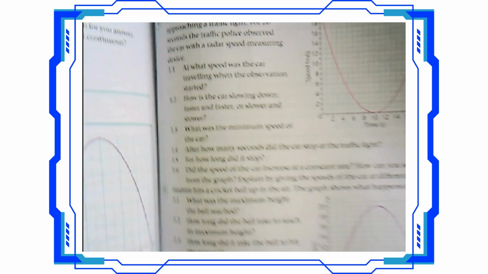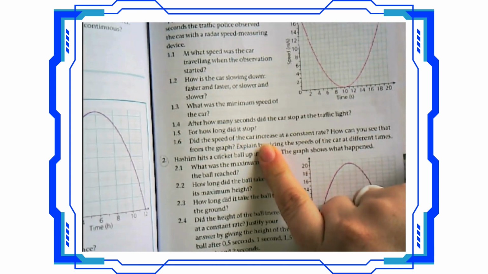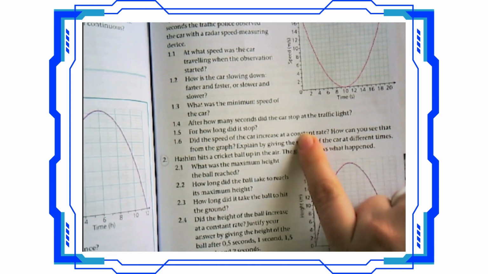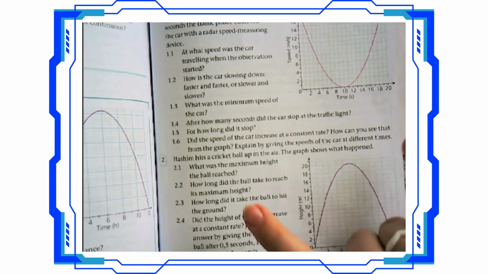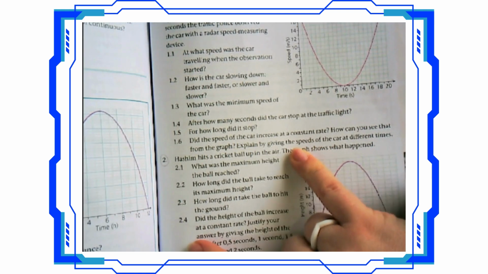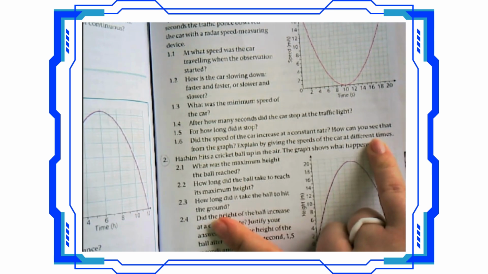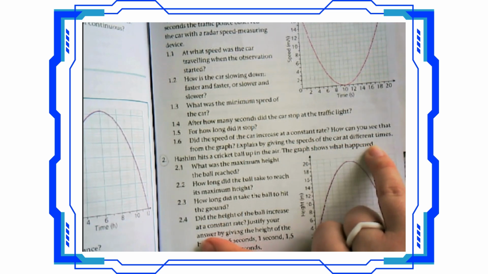Okay, last one. 1.6 says, did the speed of the car increase at a constant rate? So remember, when I'm looking at constant rates, was it a straight line? No. How did you see this on the graph? So I'm just going to say, no, it did not, because it's not a straight line. And then they continue to ask me, explain by giving the speeds of the car at different times.